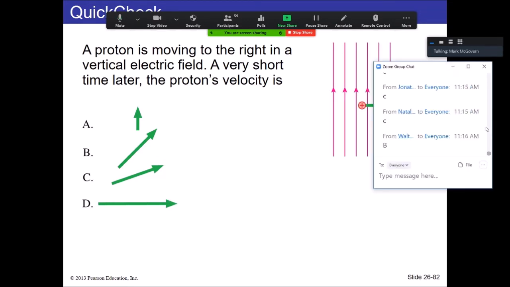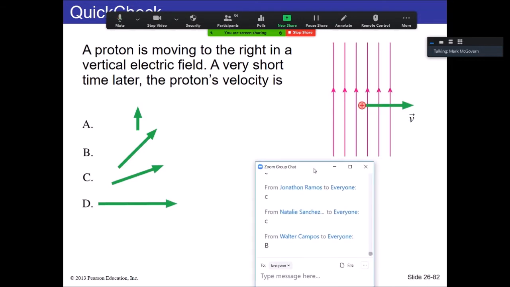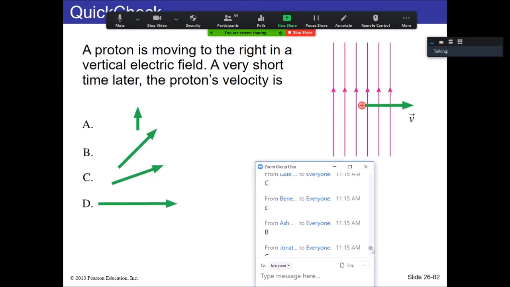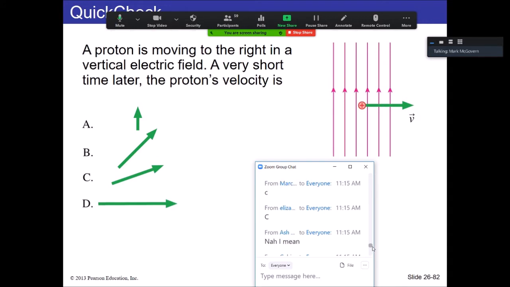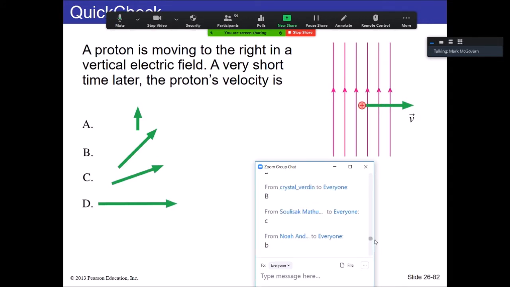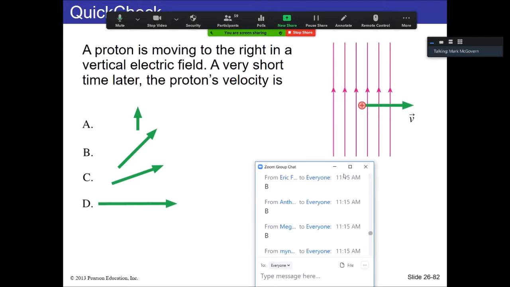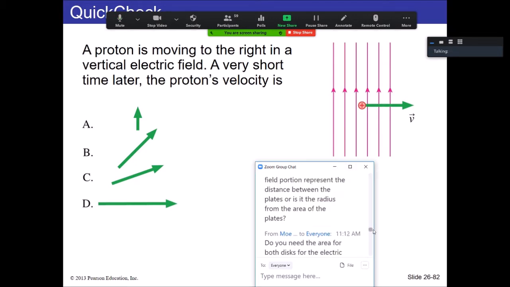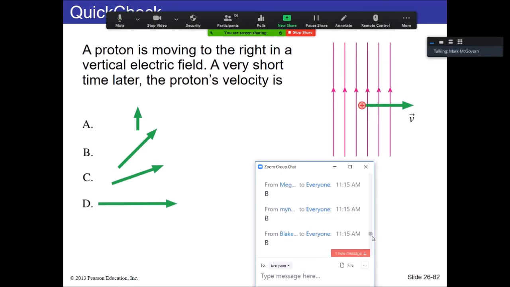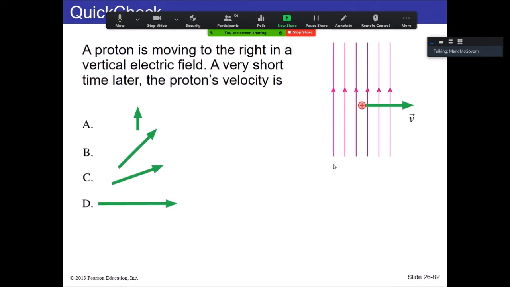C's, B's, C's, B's. Aw, poor D. Nobody wants D. So sorry. I feel bad when I make the ones that are just really wrong. Asia, come on, get out of here. It's not D. Well, a lot of B's and C's, right?